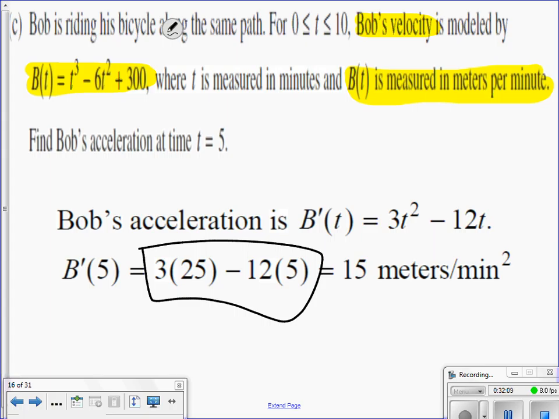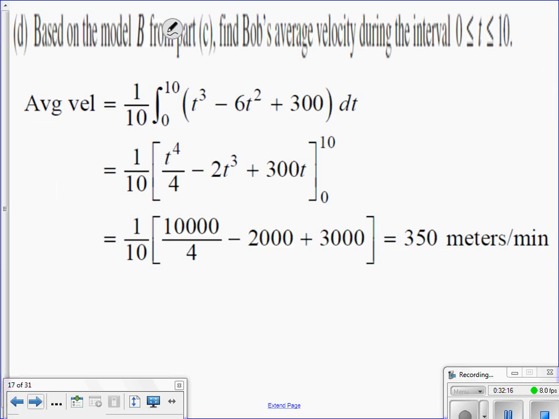Alright, so that wasn't so bad, right? And then the last one, remember, they gave you Bob's velocity, and they want Bob's average velocity. If they give you a function, find the average value of it on the interval from A to B. Is that the slope formula or the one with the definite integral? Definite integral.